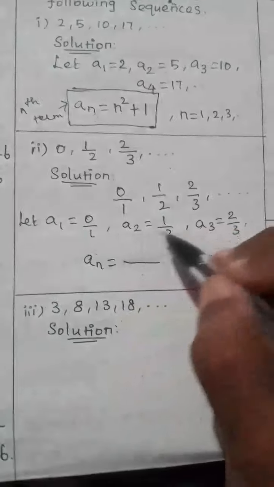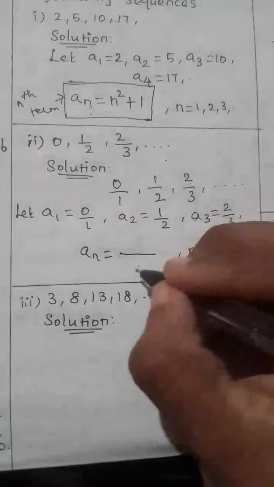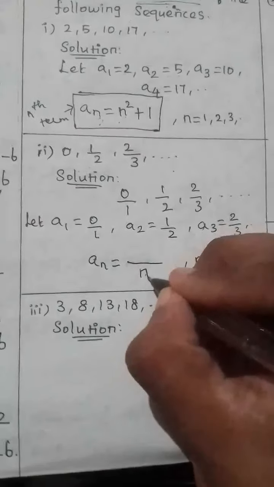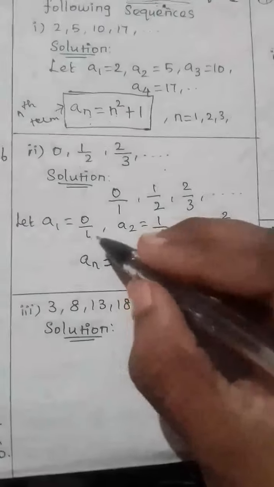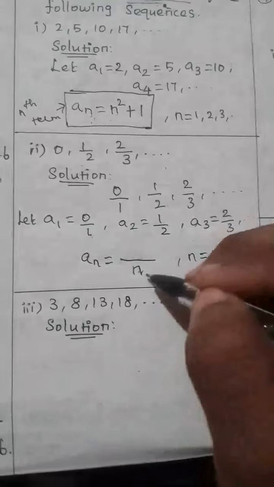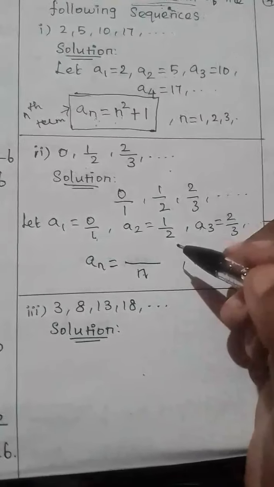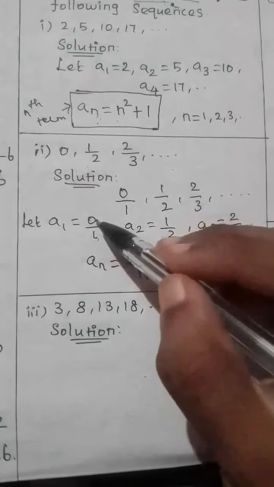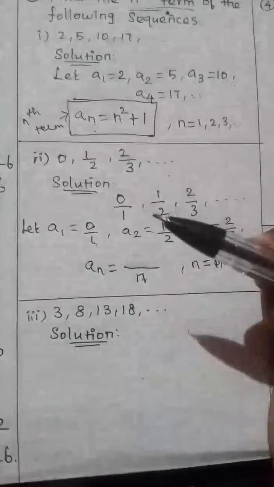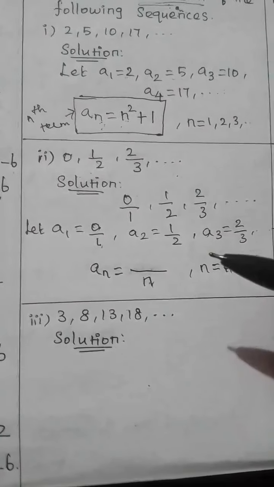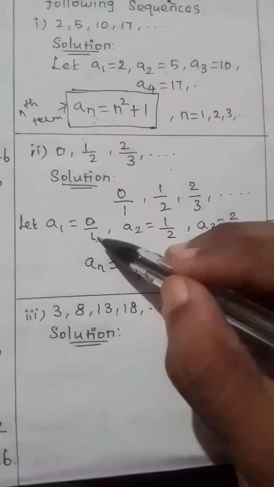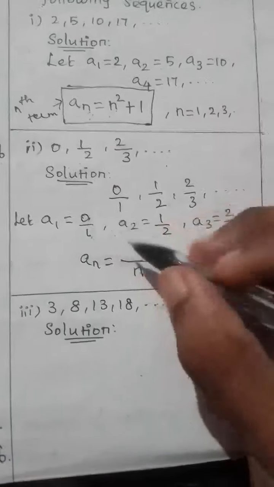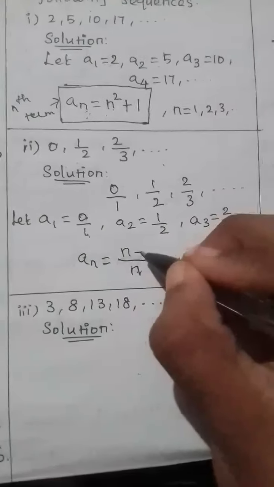First we find the denominator. The denominator is 1, 2, 3 and goes on, so directly we can take it as n. Apply the values for n: first term 1, second term 2, third term 3. Next, the numerator. The numerator's first value is 0. For the numerator as well as the denominator we can apply the same value. So here 1 means 0, so 1 minus 1 is 0. That means n minus 1.